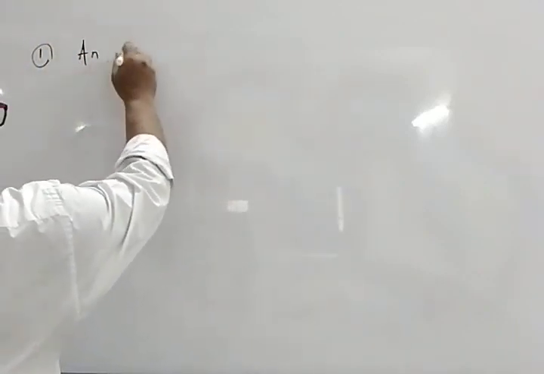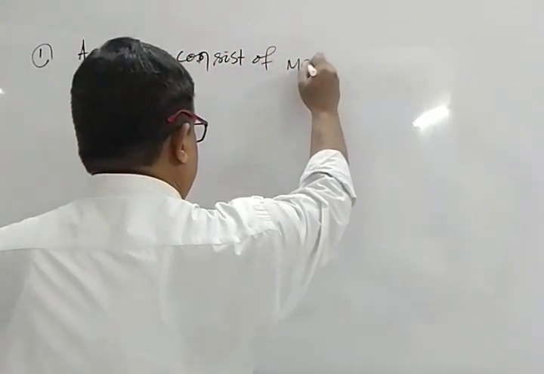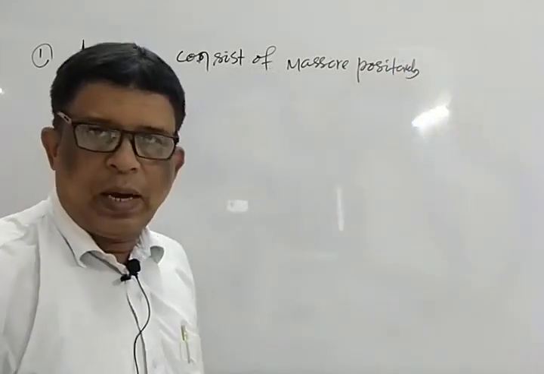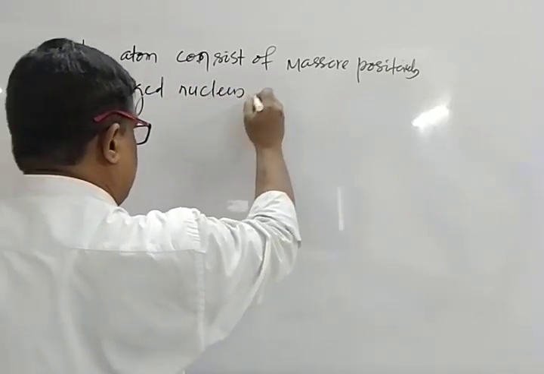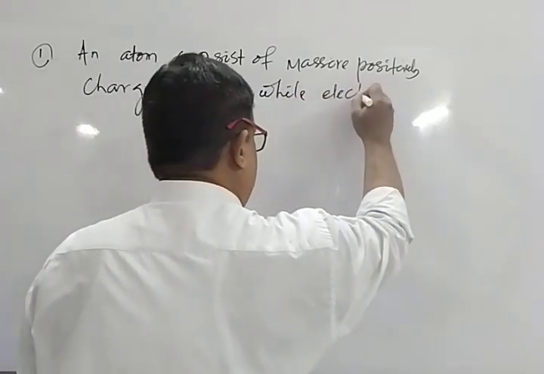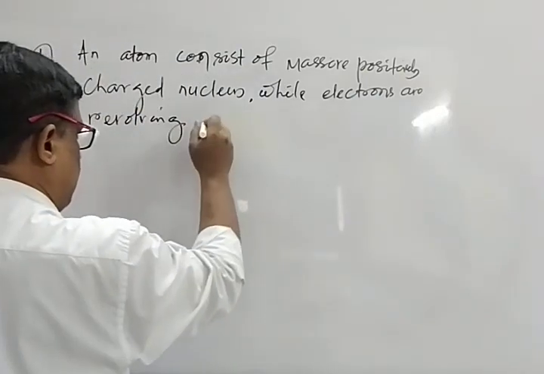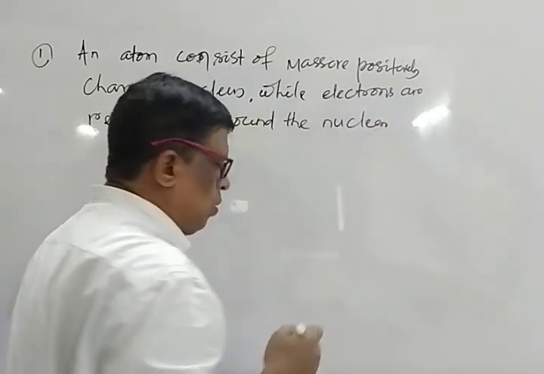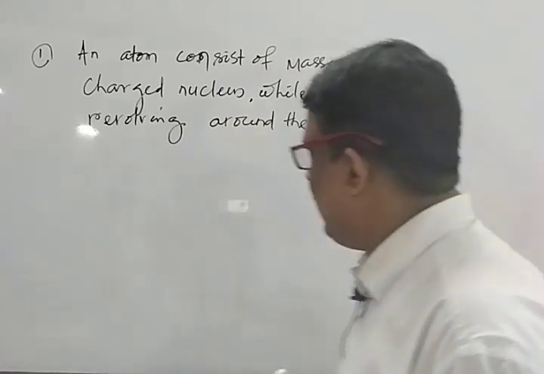That is, point one is, an atom consists of a massive positively charged nucleus, while electrons are revolving around the nucleus in a circular orbit without radiating energy.